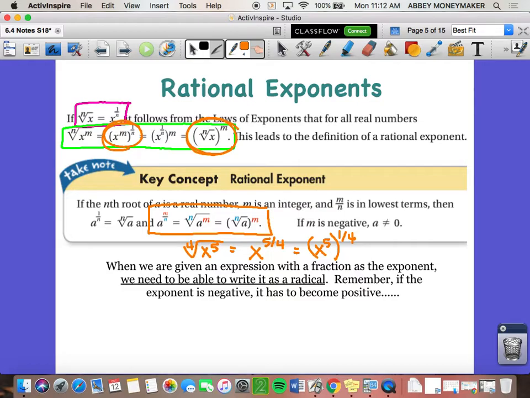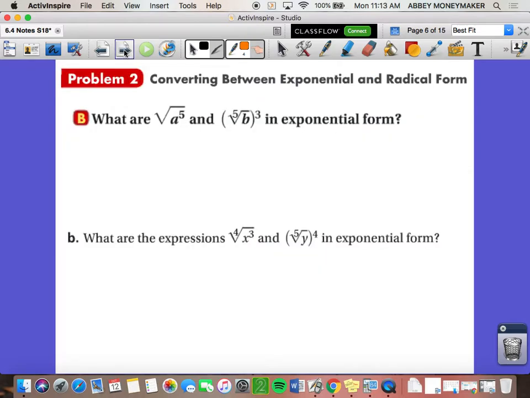Excuse me. So, important note down here at the bottom. When we are given an expression with a fraction as an exponent, we need to write it as a radical, okay? So, we are always going to have to float in between these two forms in order to give you a simplified answer. So, let's just go ahead and jump on in with problem number 2 here.